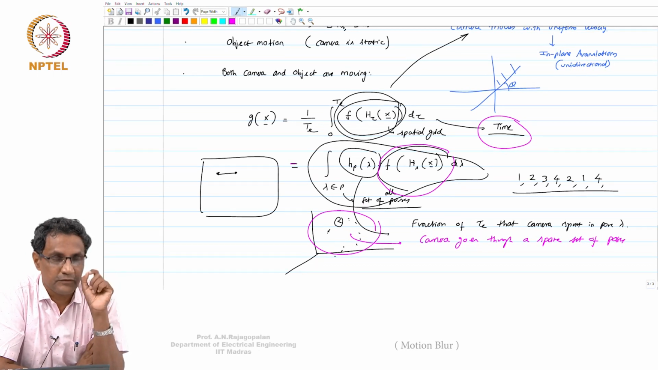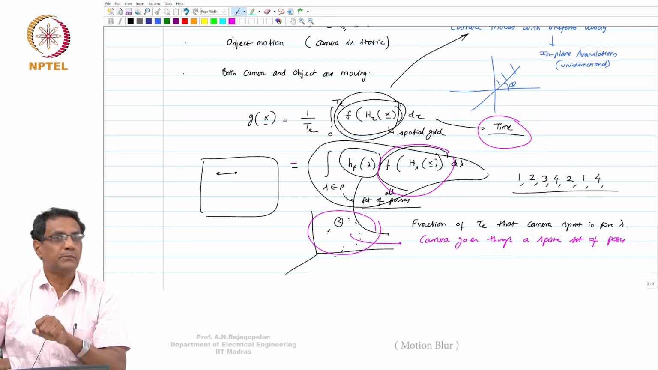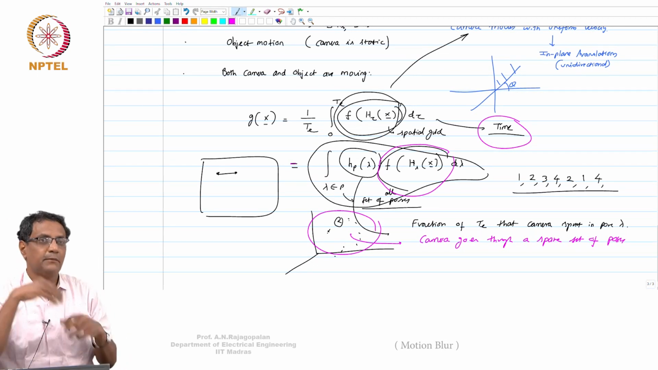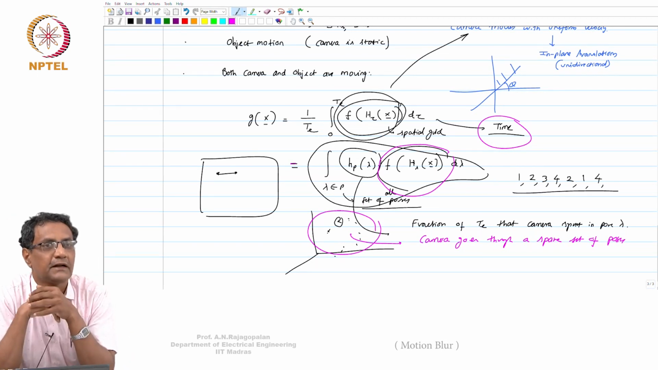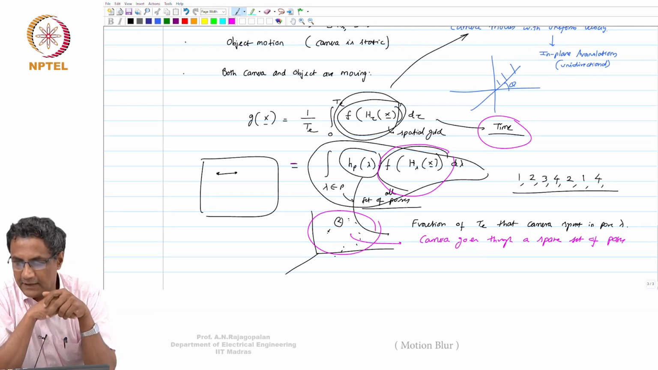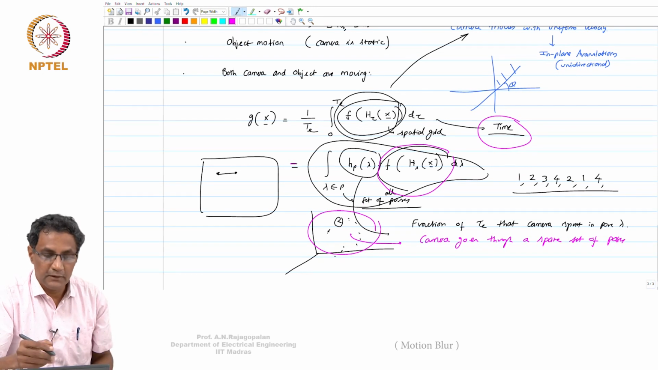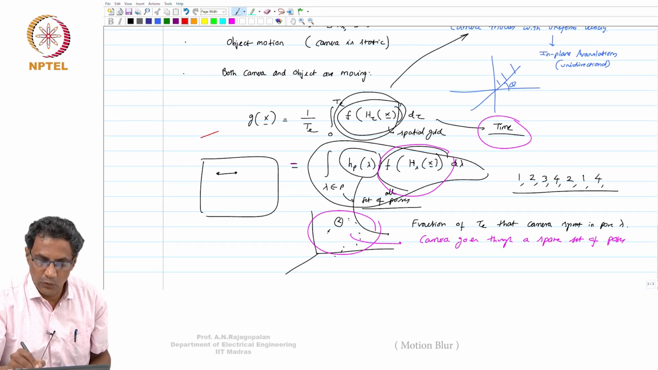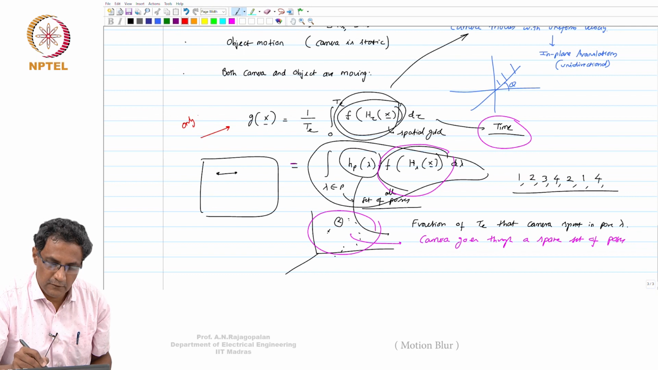This is not valid if the object moves. Like I said, only for this you can have a simple model. If there's an independently moving object, you're not accounting for that. Static scene, moving camera, that's what I said. So this equation is valid only for a static scene, where all this motion is supposed to be okay.